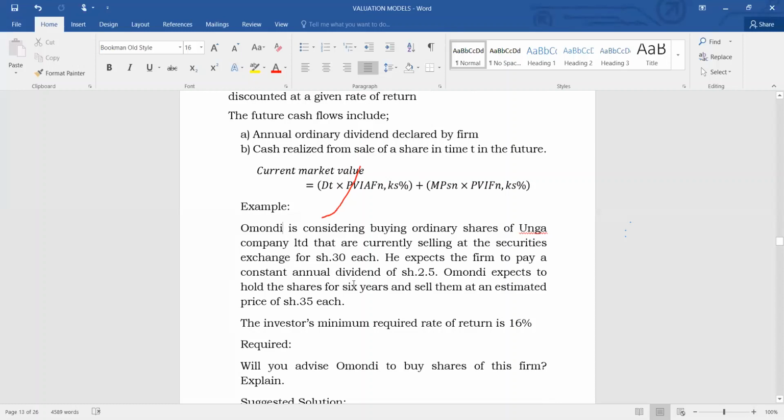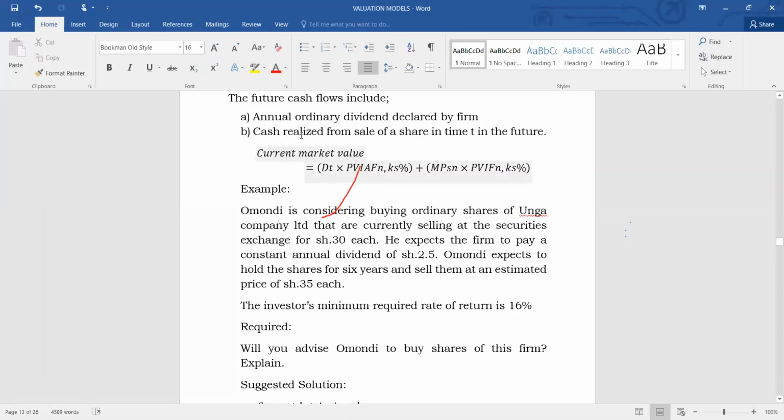So that means if he buys a share, he will buy that share at 30 shillings. He expects the firm to pay a constant annual dividend of 2.5, constant. So that means the 2.5 is more of an annuity cash flow. So 2.5 year 1, 2.5 year 2, year 3, year 4, and so forth. Omondi expects to hold the shares for 6 years and sell them at an estimated price of 35. His required rate of return is 16%.